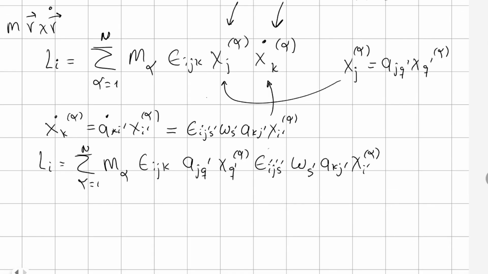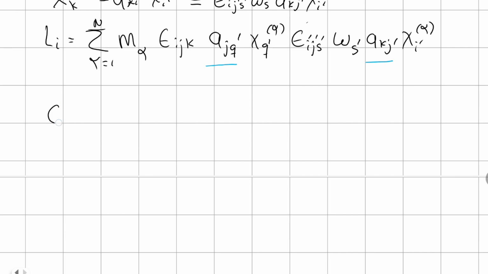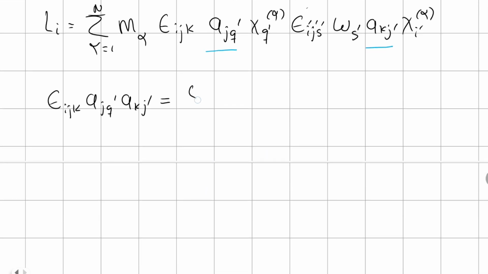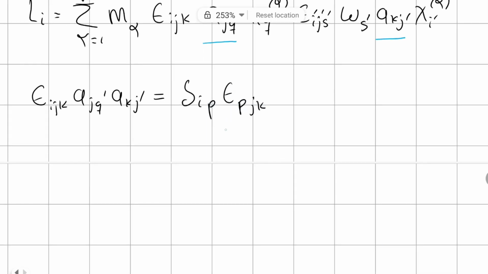Okay, perfect. Let's see what happens with the Levi-Civita ijk ajq prime akj prime like this. Well, we know that this can be seen as a Kronecker delta IP times epsilon PJK. We are just switching the index of the Levi-Civita for a P, and to multiply it with a Kronecker delta, well, this is equal to the Levi-Civita ijk. So I'm not changing anything at all. I'm just introducing this Kronecker delta.